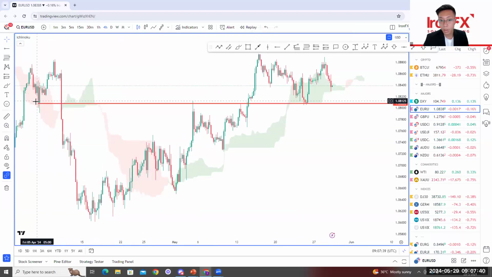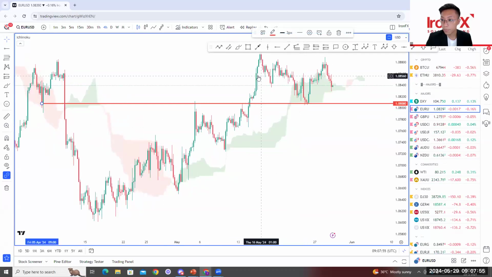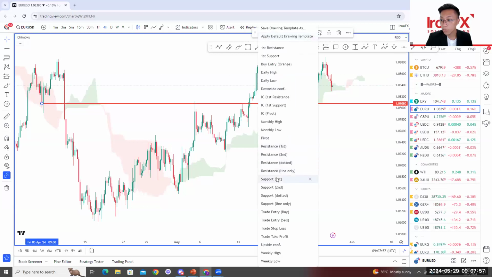We have a very nice support level here. Support has been broken and now is acting as a resistance. And resistance has been broken, so it will act as a support right now. So this is a very strong level of overlap support level over here. So we'll mark this as our first support.